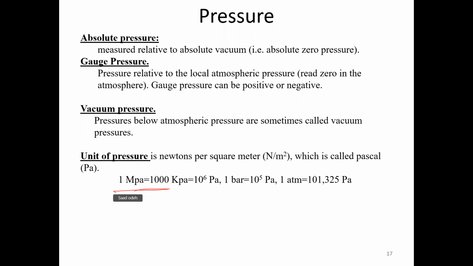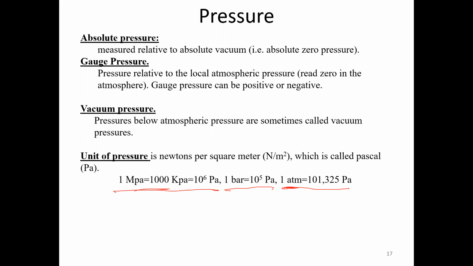There is megapascal, kilopascal, and pascal. These are the Pascal scale. Relative to the Pascal scale, we have bar. 1 bar is equal to 10 to the power 5 Pascal. And we have 1 atmosphere. 1 bar is almost equal to 1 atmosphere. 1 atmosphere in Pascal is equal to 101,325 Pascal. Just make sure that when you solve any question, you convert the units.